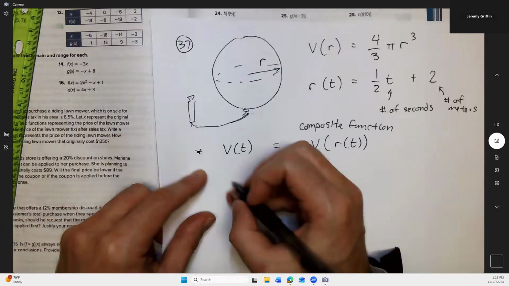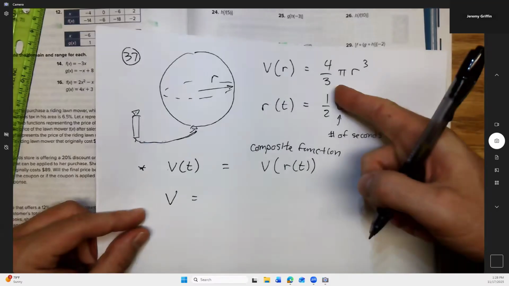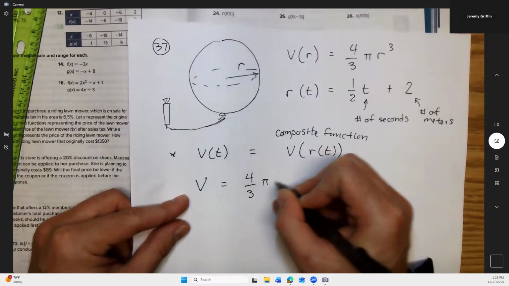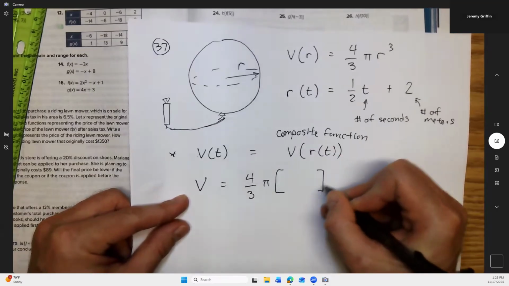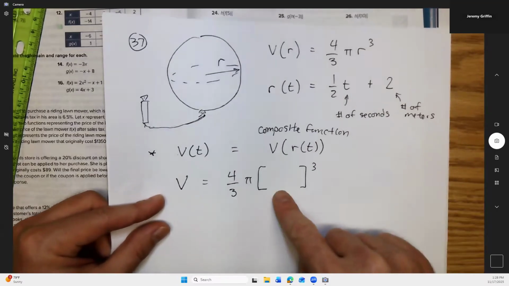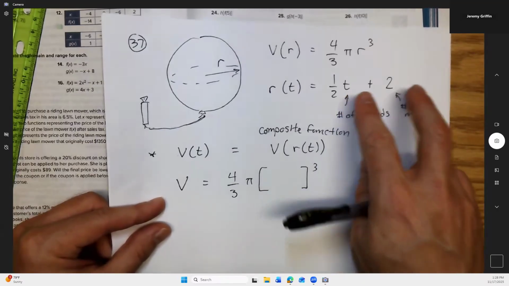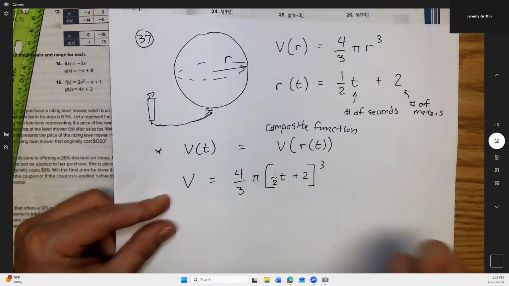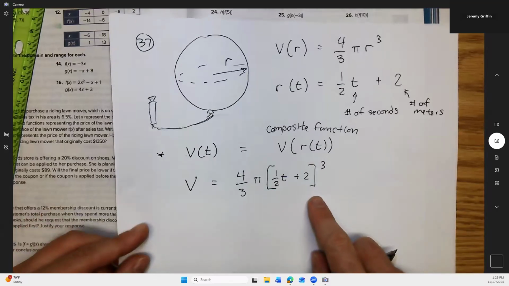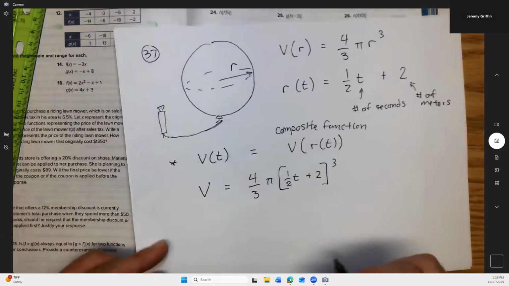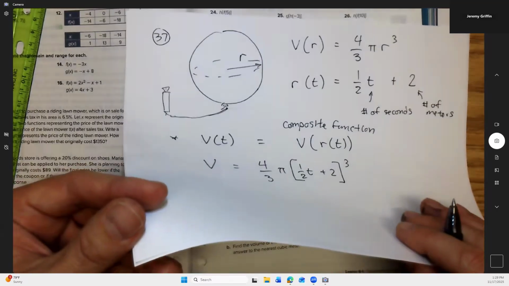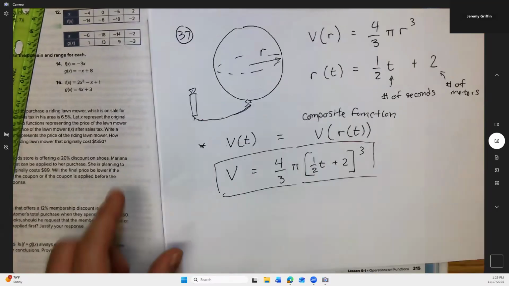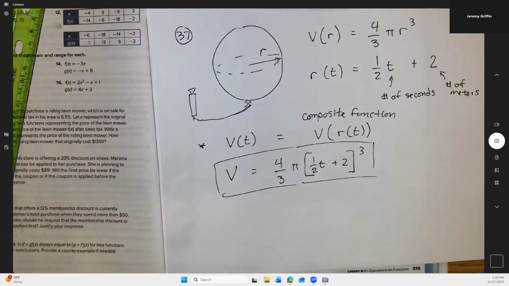So let's do it. Volume is, I know, 4/3 pi times the radius cubed, so I'll start plugging that in. 4/3 pi times the radius cubed. But in place of radius, I know the radius is a function of time, how many seconds have passed, which is 1/2 times the number of seconds, plus 2, because at time 0 we started out with 2 meters radius. So I got this. That's a pretty good volume expression there.